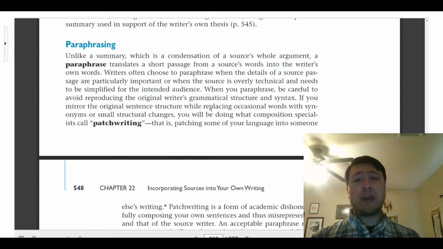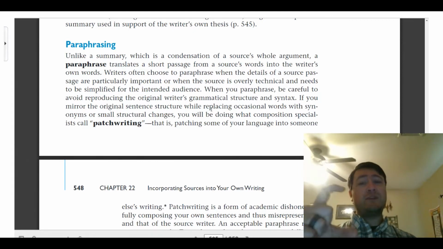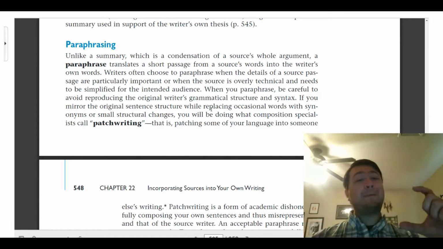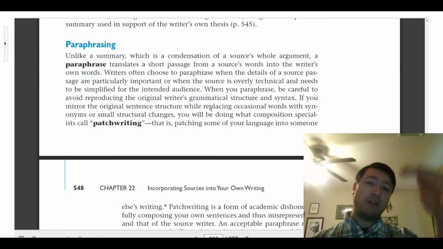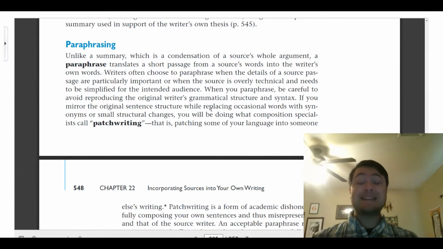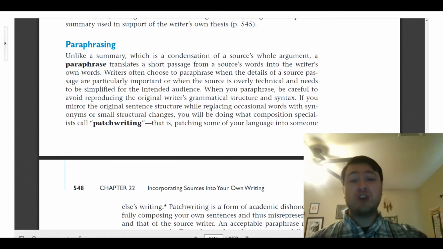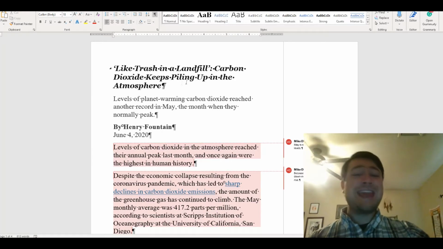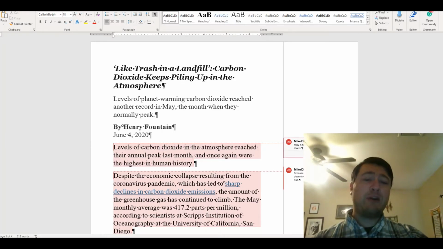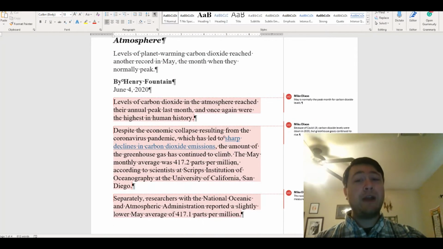My personal strategy is to take an article or a text and look at every individual paragraph, create a paraphrase of that paragraph. Then, afterwards, I can look back at all of my paraphrases and piece them together to create a summary. Here, I'll show you an example. I've taken this article on carbon dioxide in the atmosphere and created paraphrases of each individual paragraph.